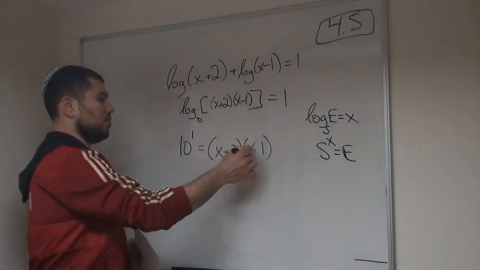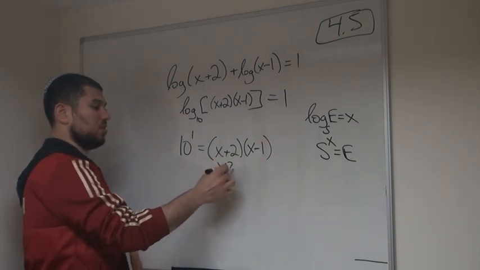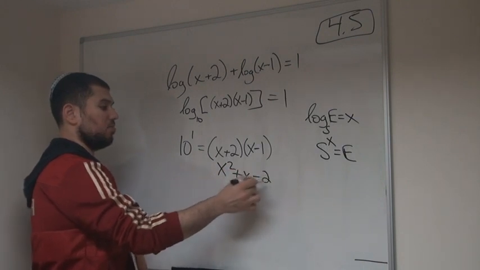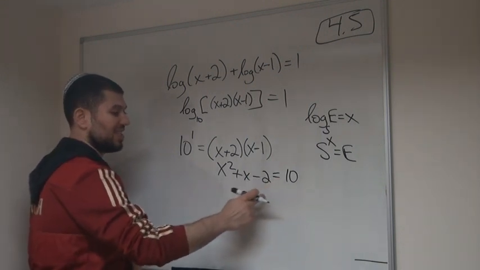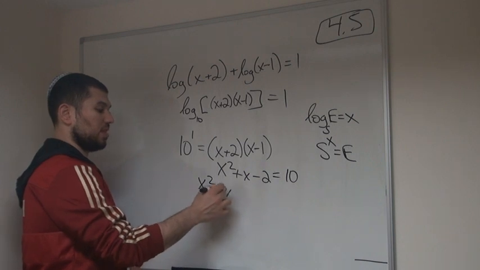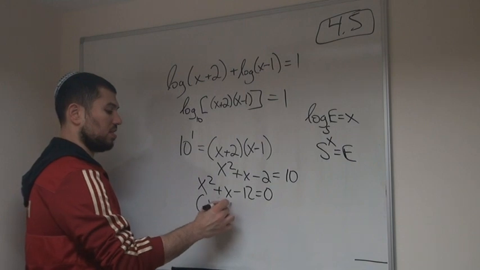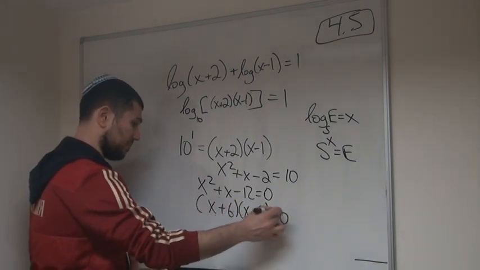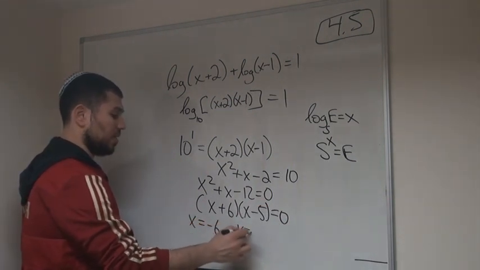This again is much simpler to solve. x plus 2 times x minus 1 is x squared plus x minus 2. That equals 10. If I bring the 10 over, I get x squared plus x minus 12 is 0. x plus 6, x minus 5 is how this can get factored out, and I get x is negative 6 and x is positive 5.